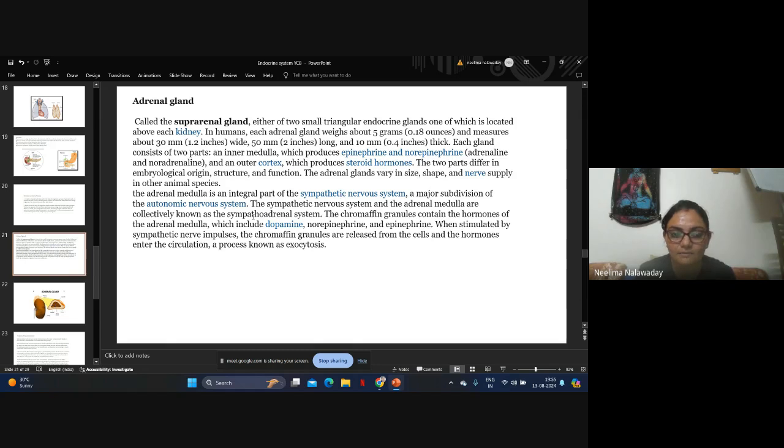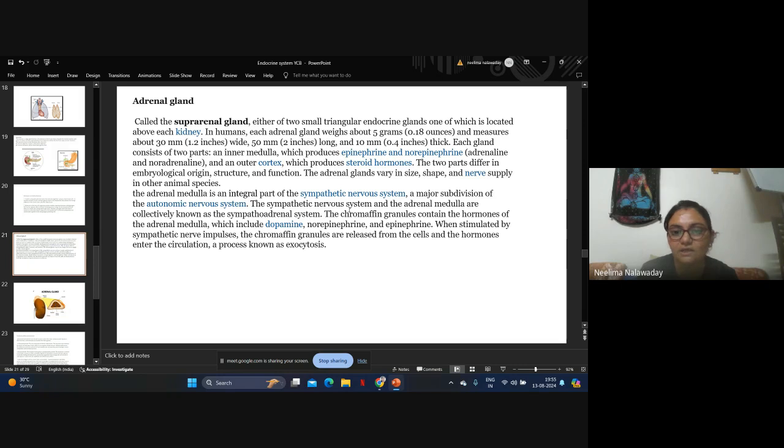The two parts differ in embryological origin, and adrenal glands vary in size, shape, and nerve supply in other animal species. The adrenal medulla is an integral part of the sympathetic nervous system. So the medulla, the inner middle part, produces epinephrine and norepinephrine. That's why adrenaline and noradrenaline are called neurotransmitters.